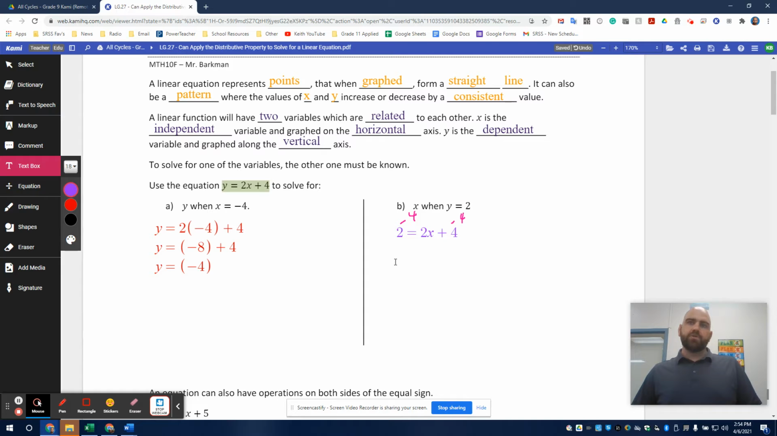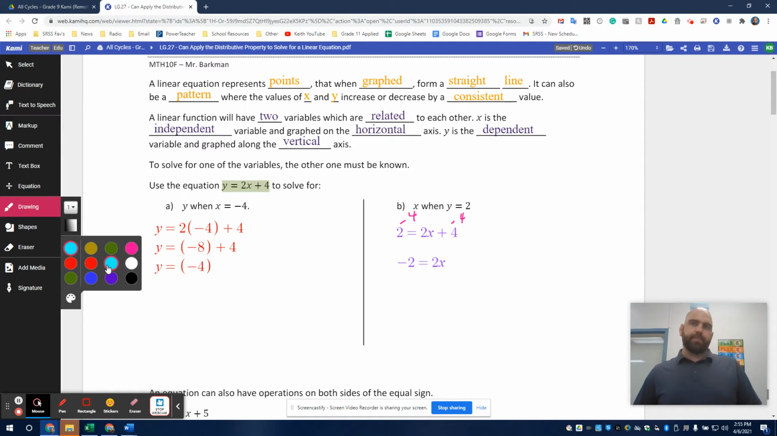So what that's going to do, right here, 2 minus 4 is negative 2. And then 4 minus 4 is 0, so it's just 2x plus 0. We don't have to put that in at all. We can just leave it exactly the way it is here. Negative 2 is equal to 2x.